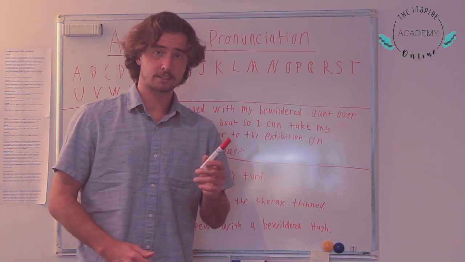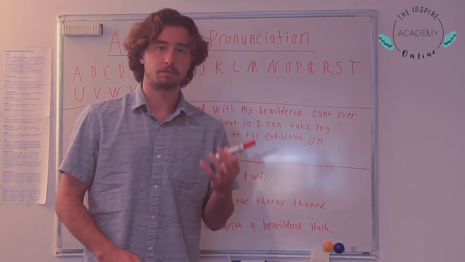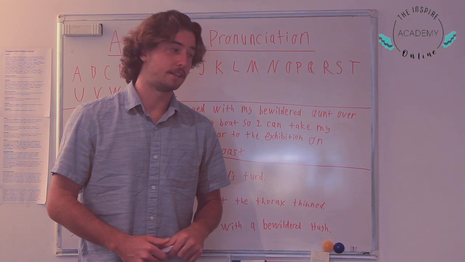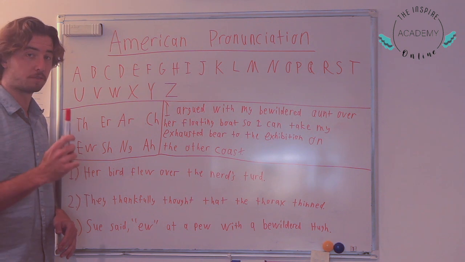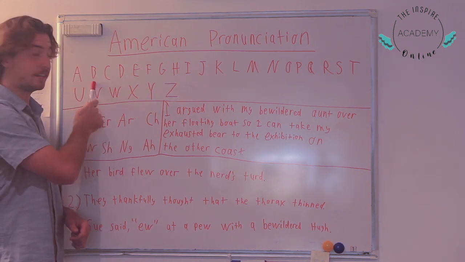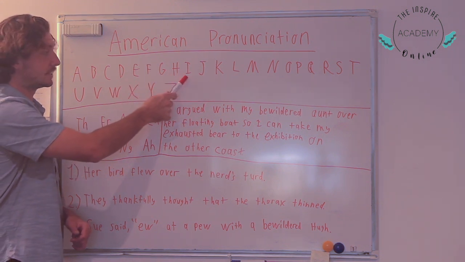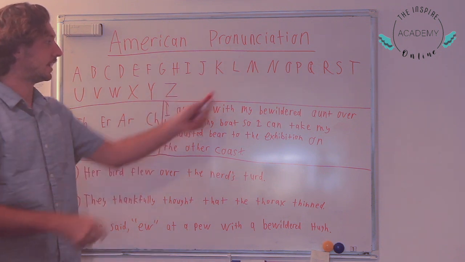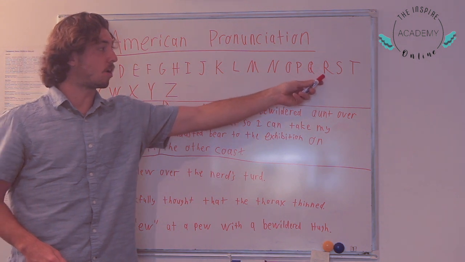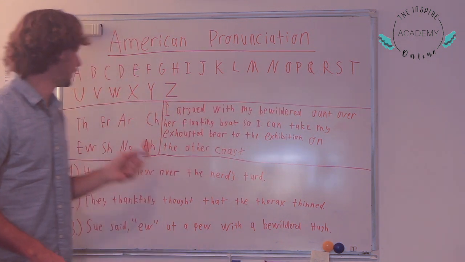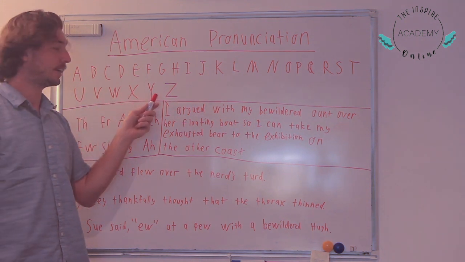We'll start off with the basics, like the alphabet and certain sounds that we make in English, but I'll do them within my accent. And then I will get to some exercises. So here we go. Starting off, alphabet. A, B, C, D, E, F, G, H, I, J, K, L, M, N, O, P, Q, R, S, T, U, V, W, X, Y, and Z.